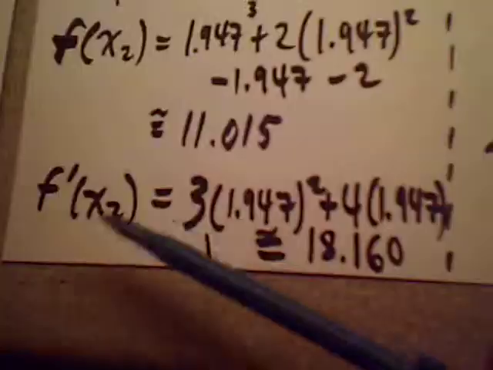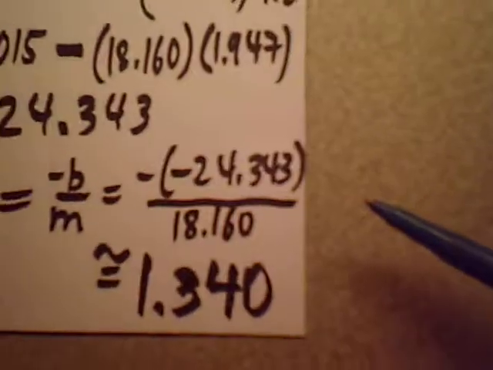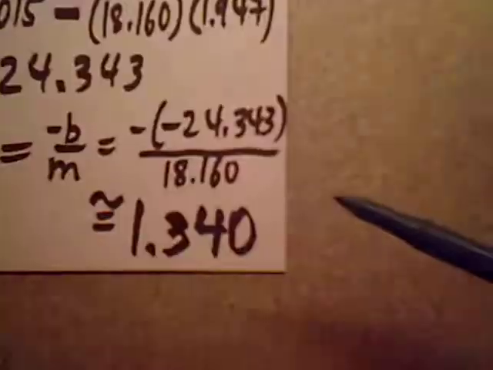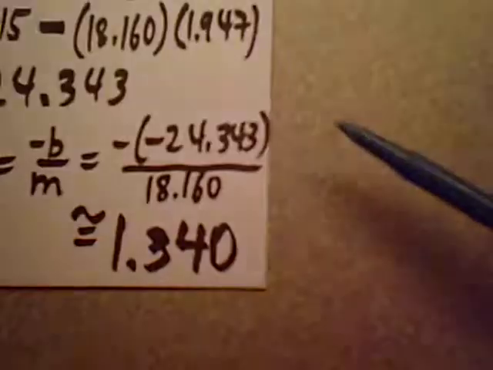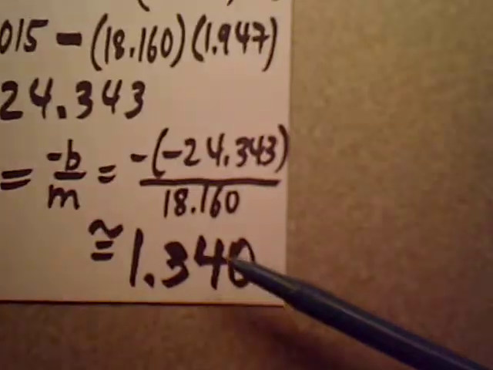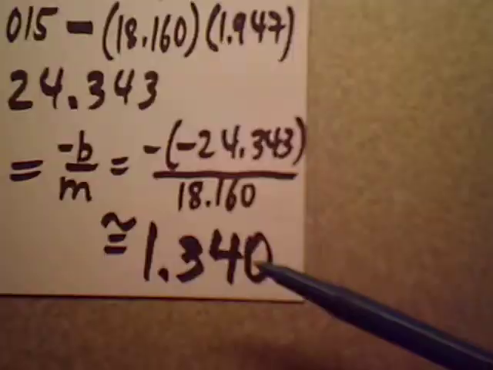I'll show you back here the slope we calculated, right? 18.160. And so there we are. We do the math, the arithmetic, I should say. 24 over 18 looks like a reasonable calculation. 1.340.